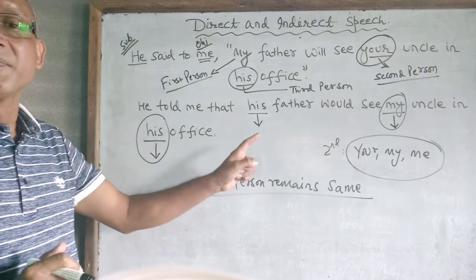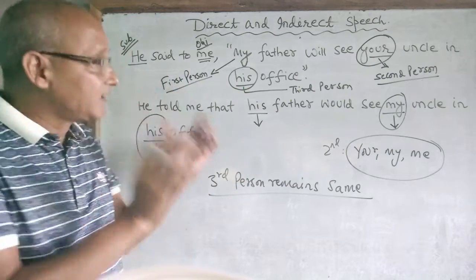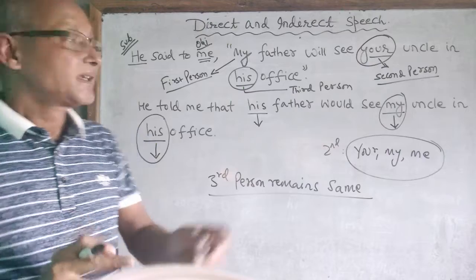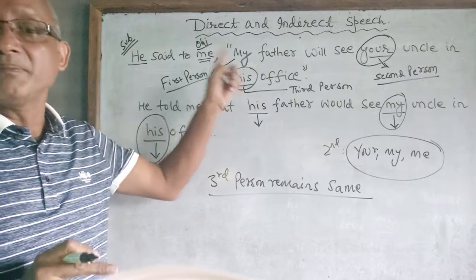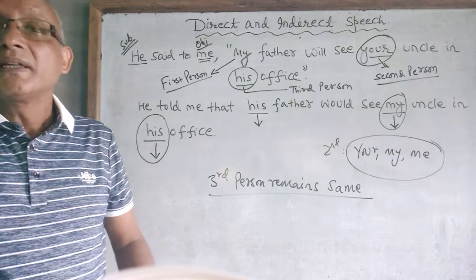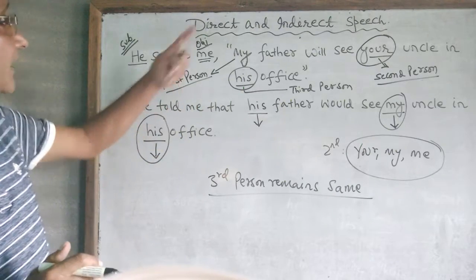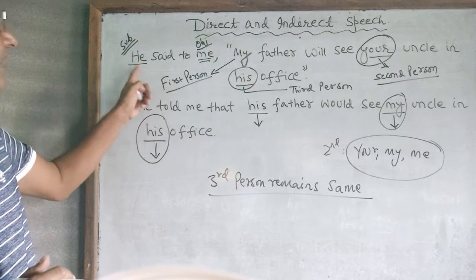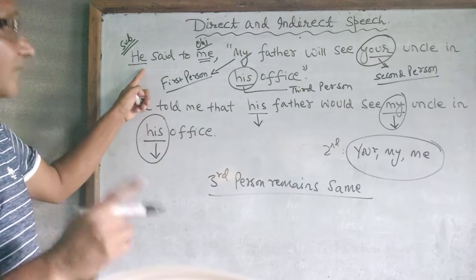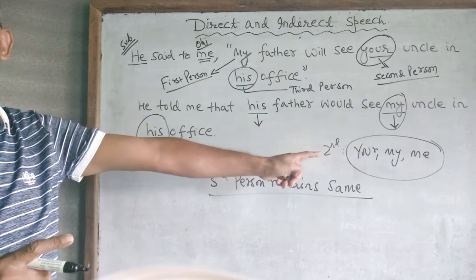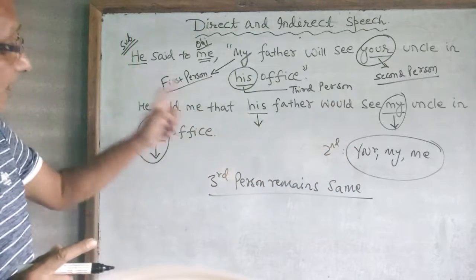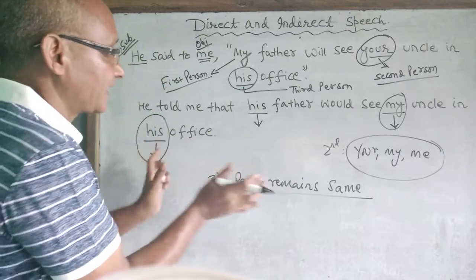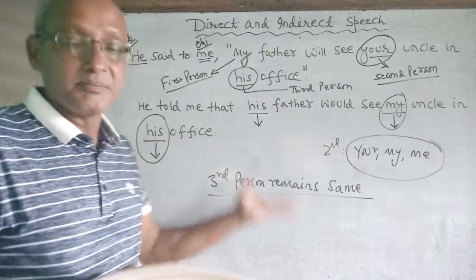So now it's clear that when we are bringing the changes in the persons, my is the first person there. It changes to his according to the subject he. So let's not forget that we can change second person also, but there cannot be a change in the third person. It remains the same. So this is how we can discuss change in persons.